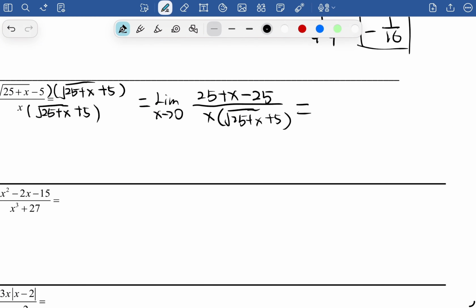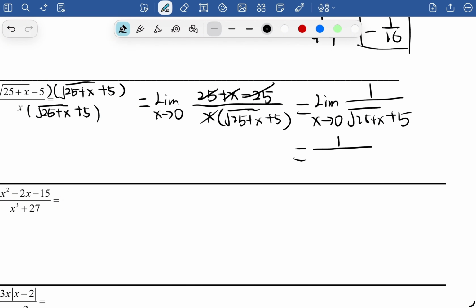Over here, the 25 and x, they're gone. We only have to evaluate the limit as x approaches 0 of 1 over the square root of 25 plus x, plus 5. We can plug in x equals 0. We're getting the square root of 25, which is 5, plus 5, so it's 1 over 10.